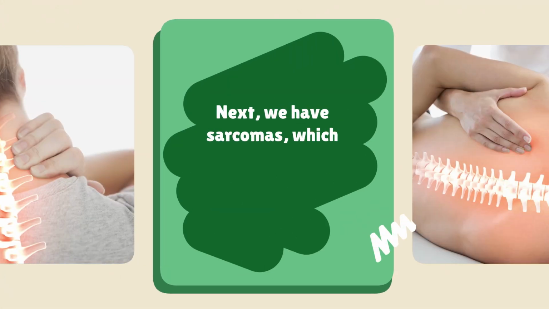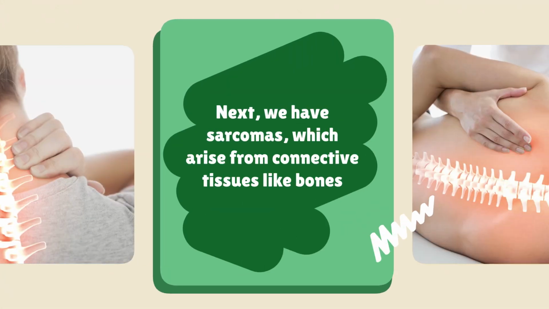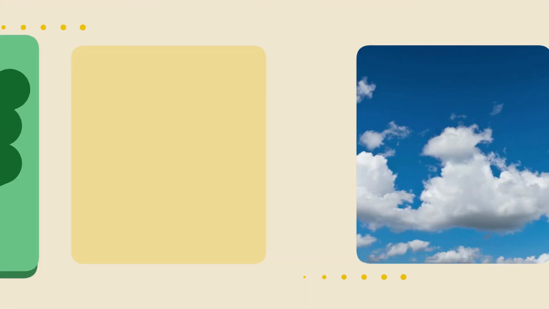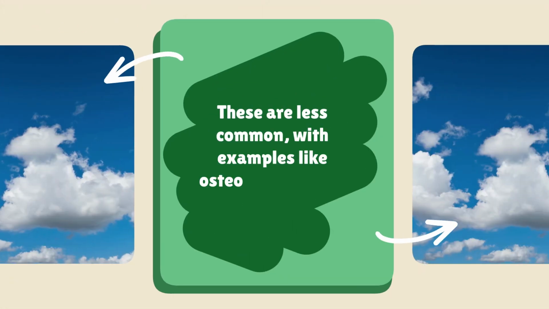Next, we have sarcomas, which arise from connective tissues like bones and muscles. These are less common, with examples like osteosarcoma and liposarcoma.